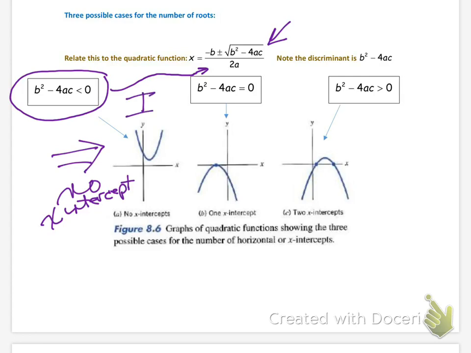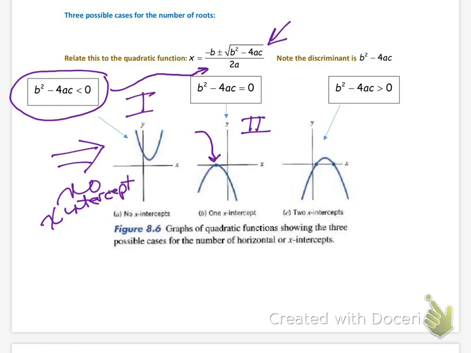Okay, scenario 2 is if that discriminant equals 0. If that equals 0, then you have what appears to be just one root. Technically, it's a double root, so it's plus and minus the same number. It's whatever negative b is, plus and minus 0.